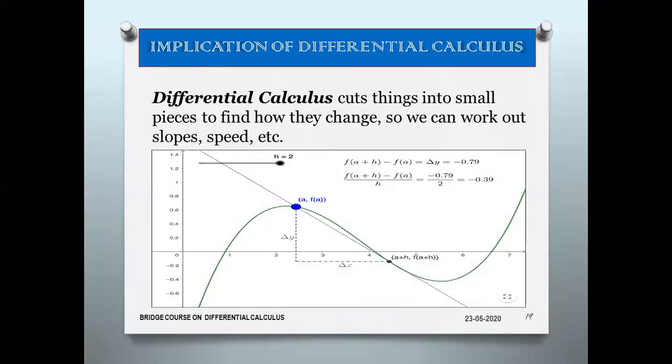Now, what does differential calculus imply? When we cut things into small pieces, we will be able to find how they change. That is here in this graph. So this delta x is a very small change, that is an infinitesimal change in x, and delta y also is an infinitesimal change in y. This curve is a function, that is y is equal to f of x. Now we are taking two points, a comma f of a and a plus h comma f of a plus h. When we find the change here, f of a plus h minus f of a, and divide by h, then we can find the change within this interval. That becomes negative. Actually, you can see that the curve is drawn downwards, which means there is a negative change.